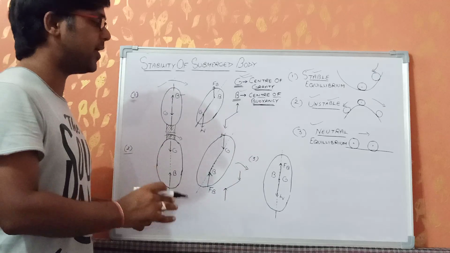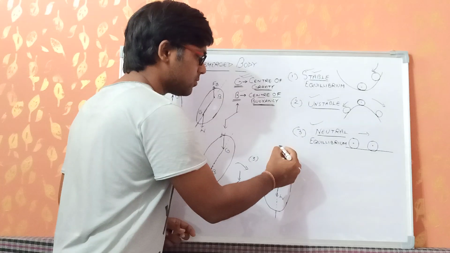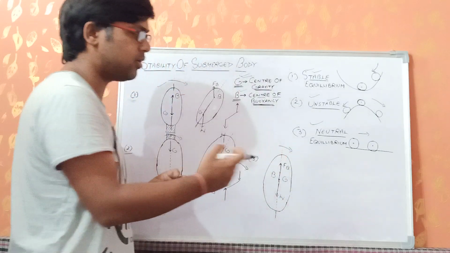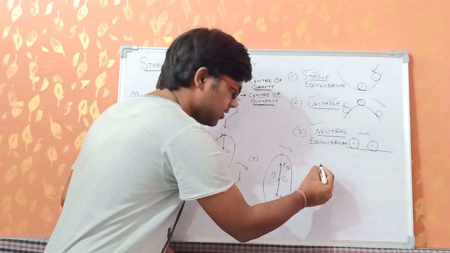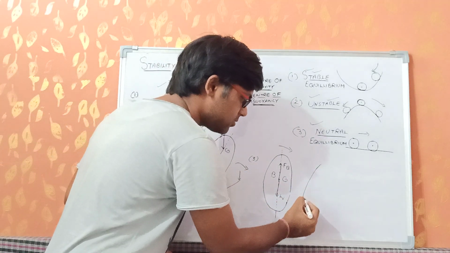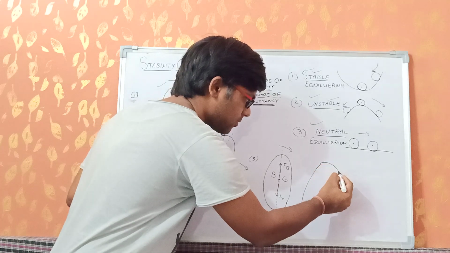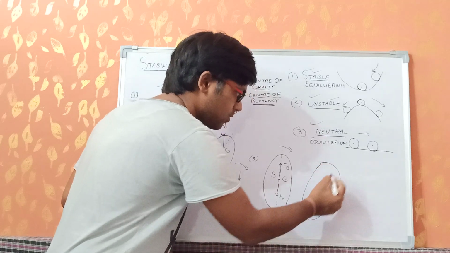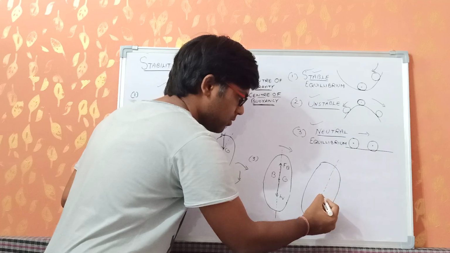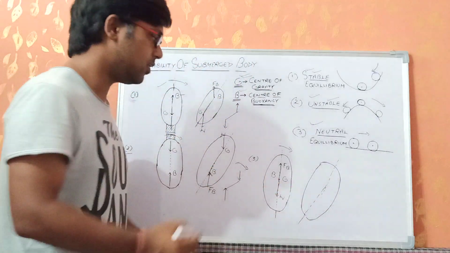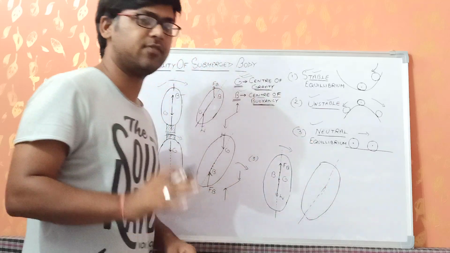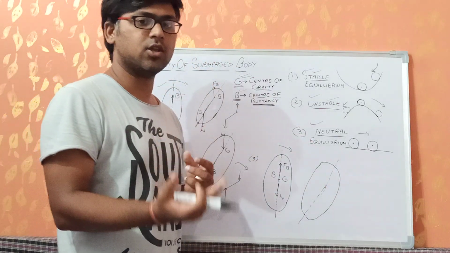Now if I try to displace this body by some particular angle, this body, if it is tilted, will be like this. And after the tilt is removed, it will stay like that. It will not try to come back to its original position.